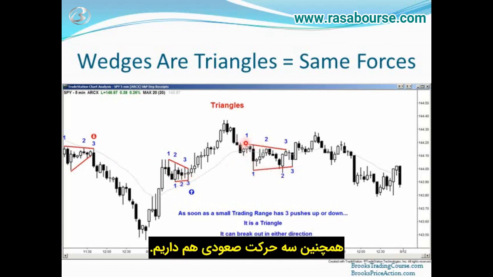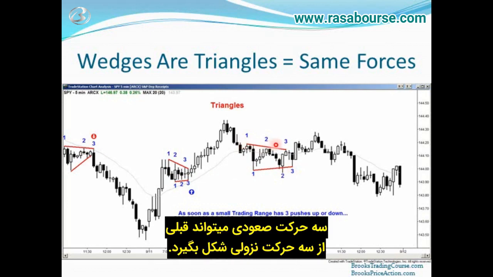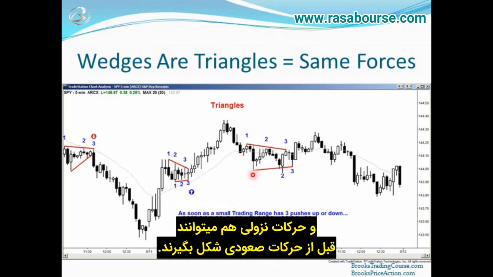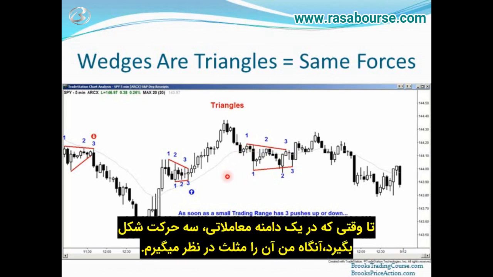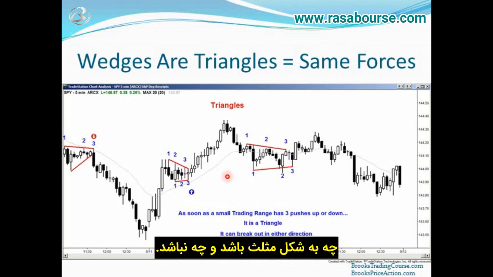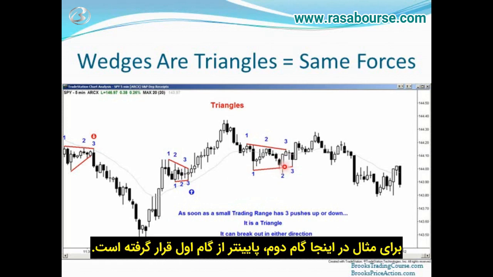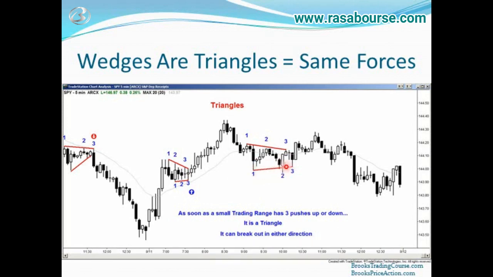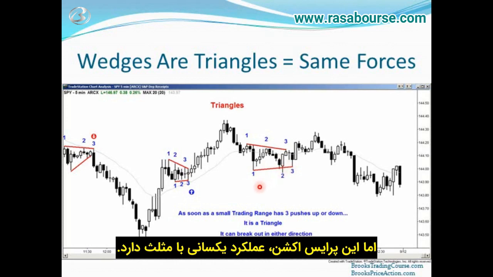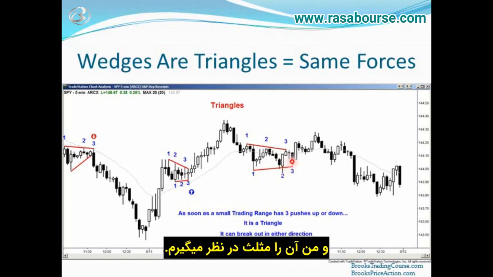Here, 3 pushes down, 1, 2, 3. Also 3 pushes up. The 3 pushes up can come before the pushes down, can come before the pushes up. It doesn't matter. As long as there are 3 pushes, as soon as you see 3 pushes in a trading range, I treat it like a triangle, whether or not it has a triangle shape. For example, leg 2 here fell below leg 1, and this does not have a triangle shape, but functionally it's the same price action as a triangle, and I would treat it as a triangle. Breakout mode, it can break out in either direction.